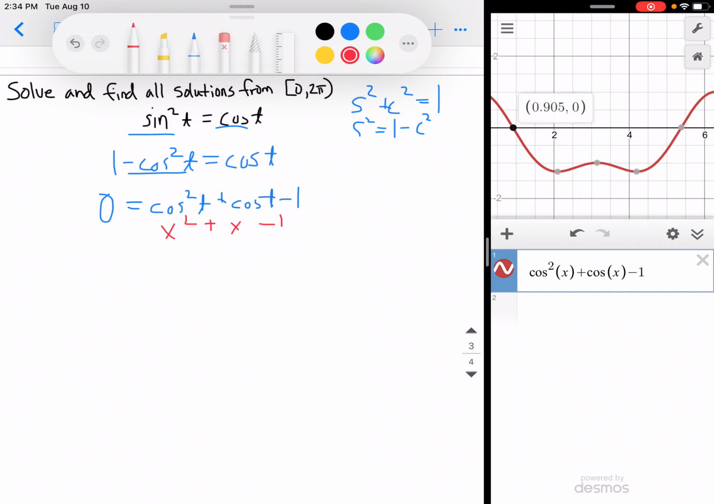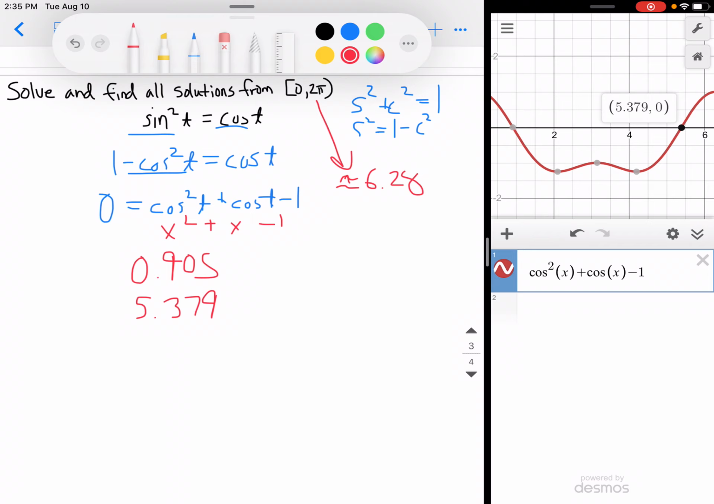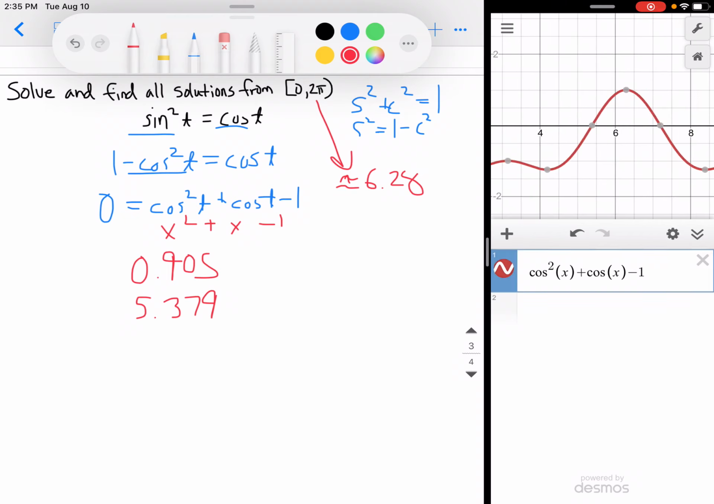So let's see here, I have one at 0.905. I have another one at 5.379, and I want to go between 0 and 2 pi. Remember that 2 pi is roughly 6.28. So let's see if we have another one. Let's see what this is. That's 7.11, so that's clearly not going to work. Therefore, these are my two solutions.